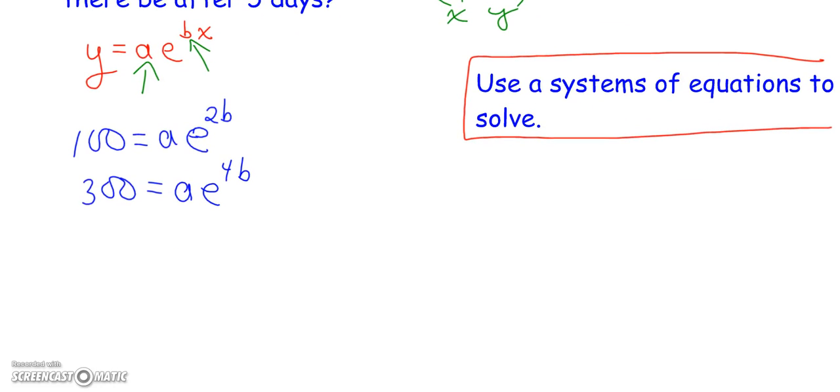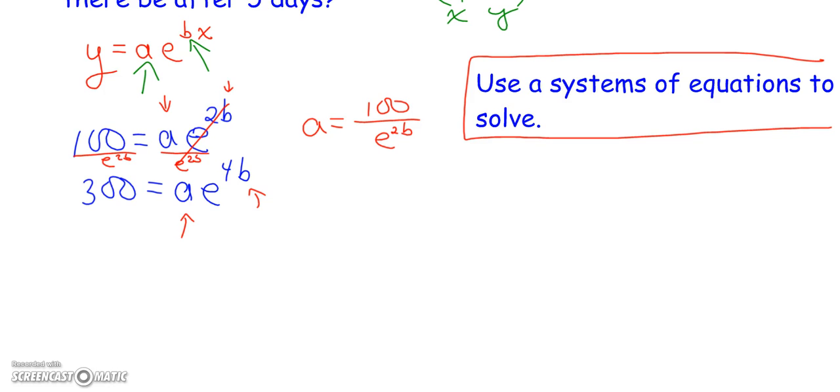So let's use substitution. It doesn't matter which equation, but we need to solve one of the equations for one of the variables. So we need to solve for either a or b. It looks like the a's are going to be easiest to solve for. So let's say I solve for a in the top equation. To solve for a, I would need to divide by e to the 2b. So I have this statement here: a is equal to 100 divided by e to the 2b. And here's where the substitution is taking place.